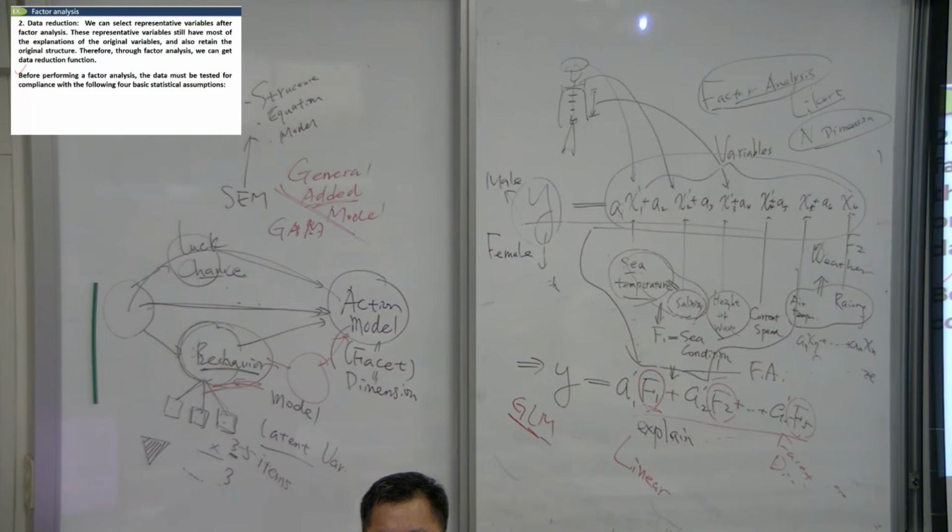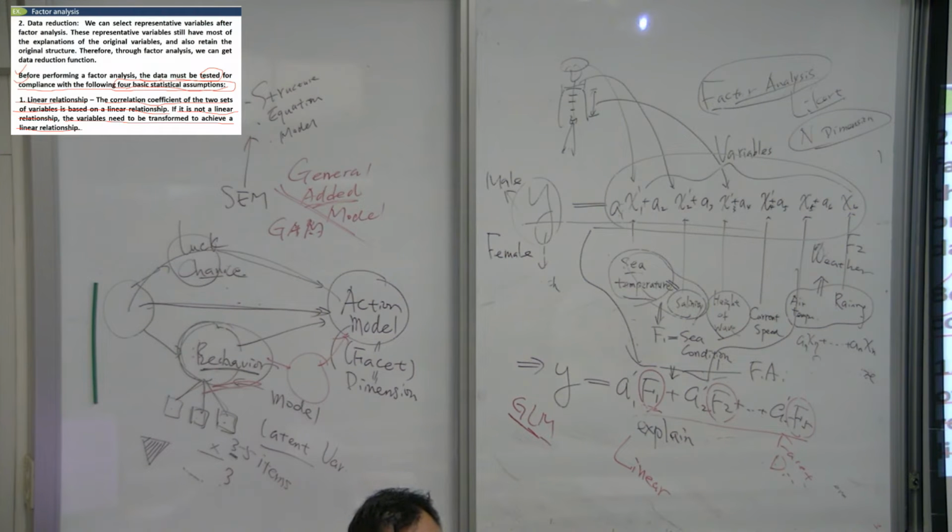Before performing a factor analysis, the data must be tested for compliance with the following four basic statistical assumptions. One is linear regression. The correlation coefficient of the two sets of variables is based on a linear relationship. If it is not a linear relationship, the variable needs to be transformed to achieve a linear relationship.